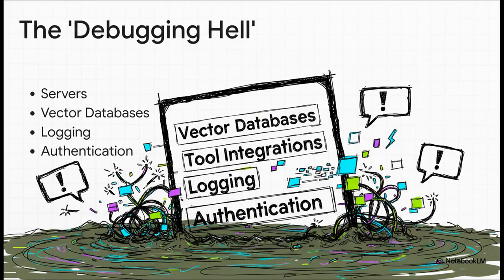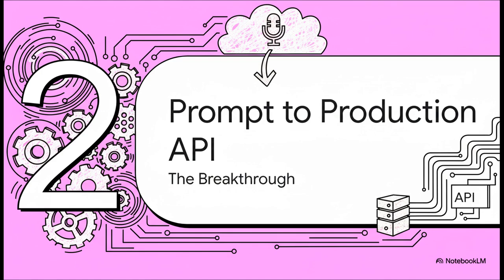And here is that laundry list of nightmares in detail. These aren't just buzzwords. Setting up a vector database, which is basically a special brain for how the AI remembers information, or building secure authentication for users. Every single one of these bullet points could be weeks of work. It is a minefield. Okay, so after all that doom and gloom about how hard it is, what's the fix?